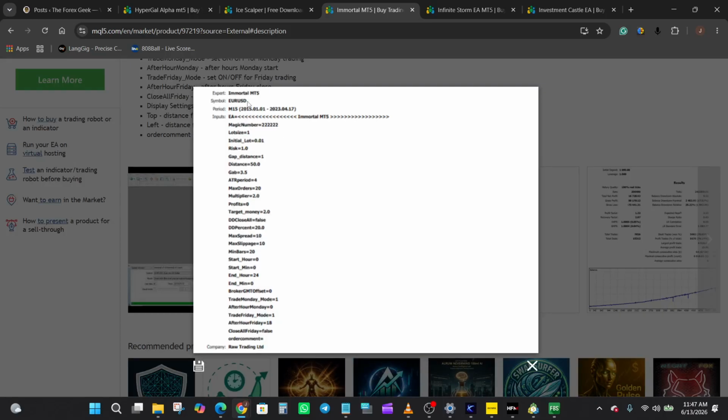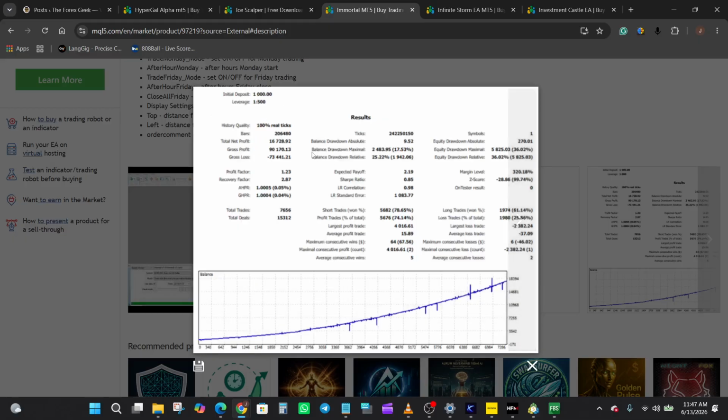This is Immortal MT5. It was run on EURUSD M15 time frame from 1st January 2015 to 17th April 2023. And we can see that these are the input settings. And here we can see the back-tested results.